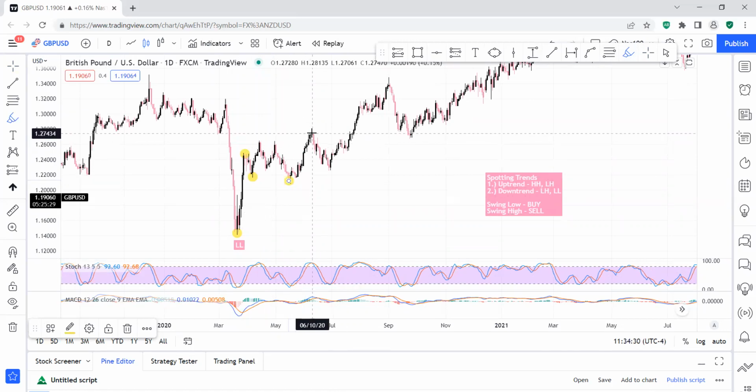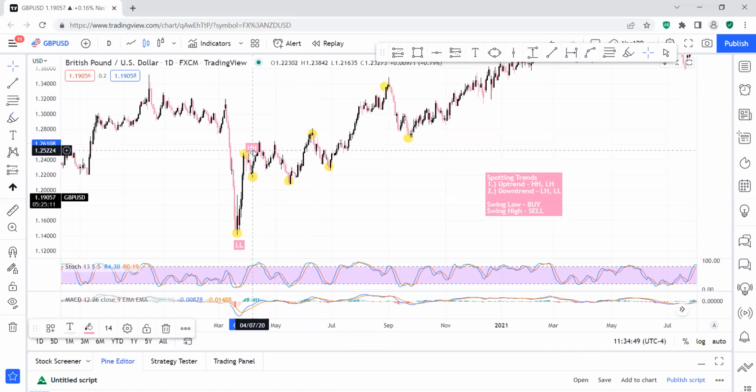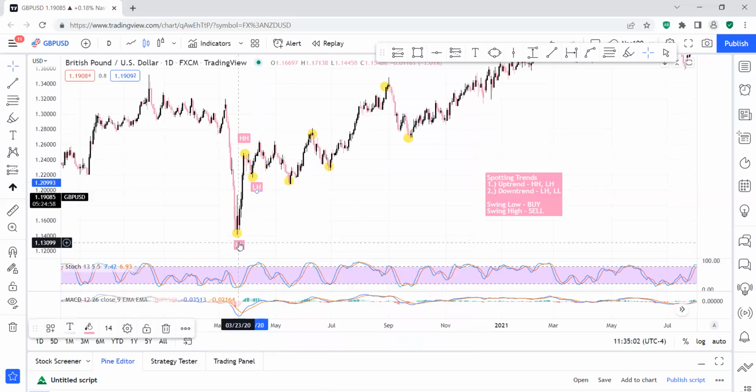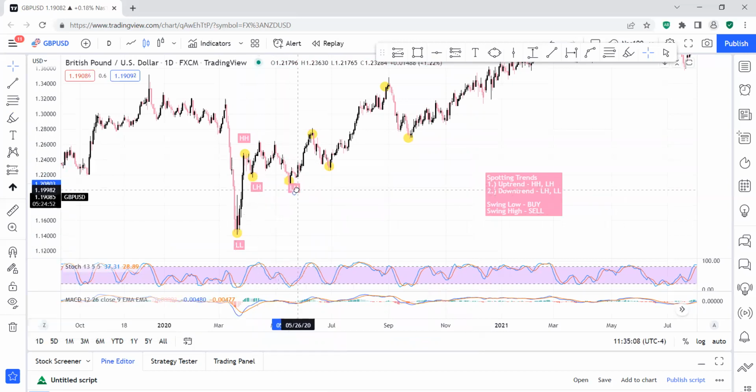From that point, you have your higher high, and then another lower high, and then another higher high, and then another lower high. Now, let me label these for you. Higher high. And then I'm going to clone this. Actually, no, I can't clone it because I need it to be LH. All right, so lower low, higher high, lower high, and then another lower high.